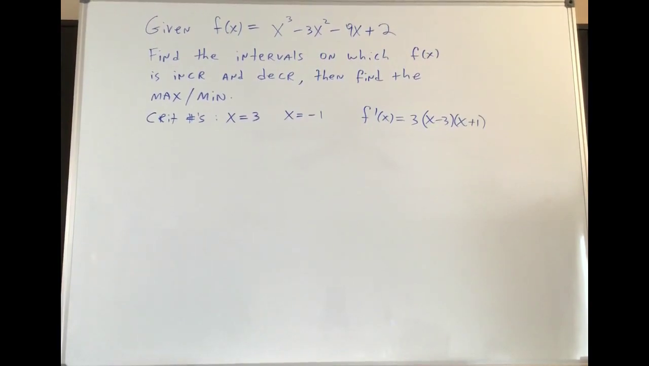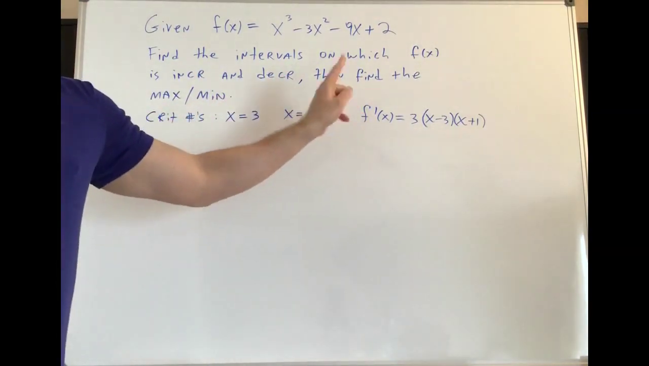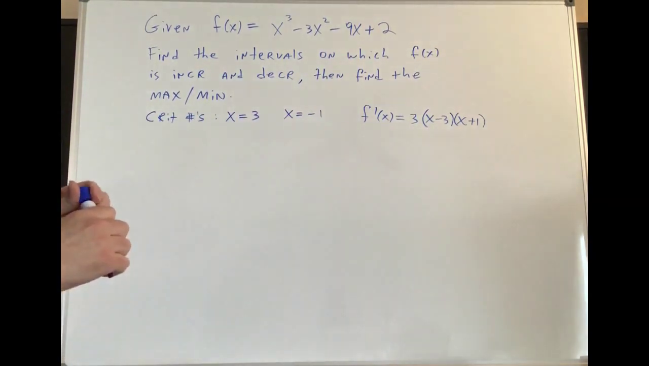All right, I'm ready to do the next step in the problem. I rewrote my critical numbers at the top. I got 3 and negative 1. I rewrote my derivative. This is important. I need to figure out where the derivative is positive and negative.